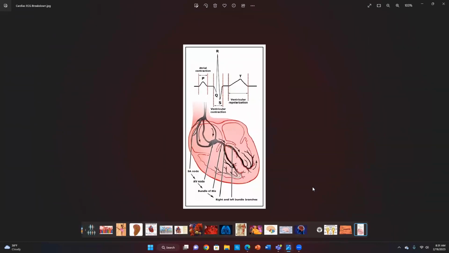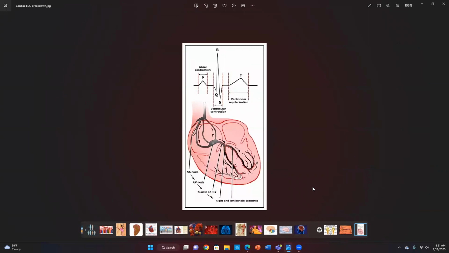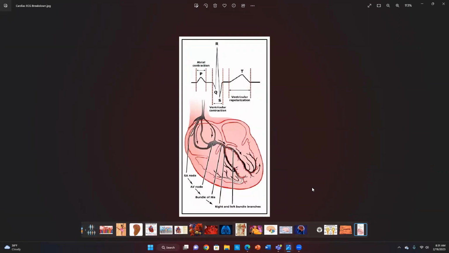Let's take a look. Any questions about the blood flow through the heart? No, ma'am. Okay, fantastic. All right, let's jump into the heart's cardiac conduction system.